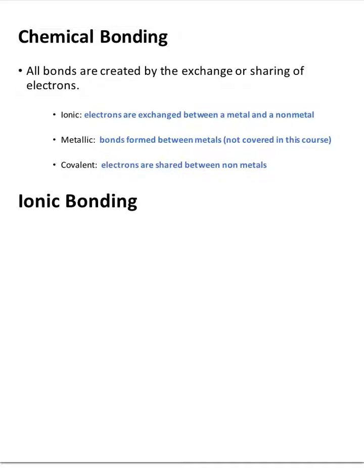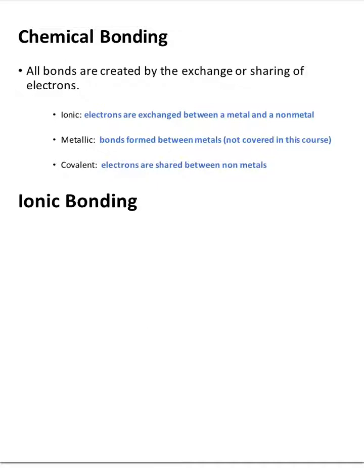So something that's on the left-hand side of the periodic table and something that's on the right-hand side of the periodic table come together, exchange their electrons, and form a bond. The second type, which we're not going to cover in this course, but is worth noting, is metallic bonds, and those are bonds that are formed between metals, so two things that are on the left-hand side of the periodic table.